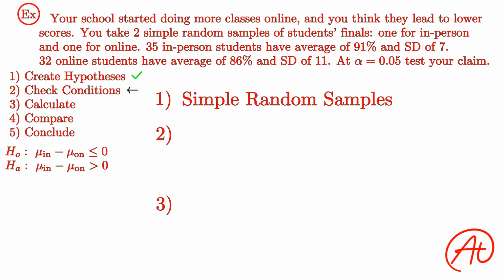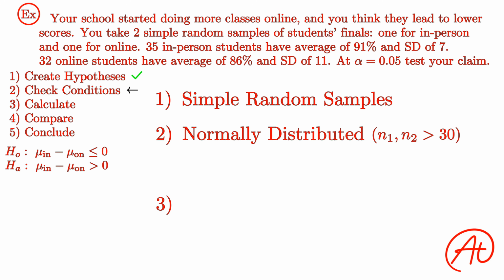The second is that the populations we are taking samples from are approximately normally distributed. This condition can be satisfied in two ways. First, if the samples are greater than 30, then the central limit theorem says that our sampling distribution is approximately normal. If the sample sizes are less than 30, then the problem must explicitly state that the sampling distributions are approximately normal directly. And lastly, the third condition we need to meet is that the samples are less than 10% of the entire population sizes.